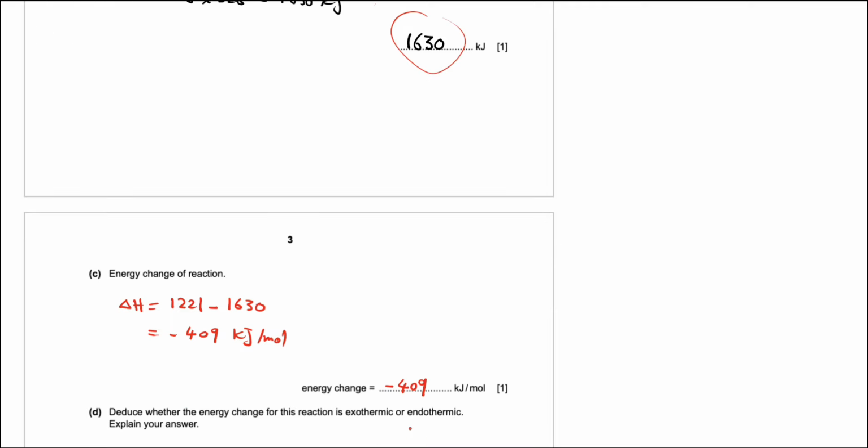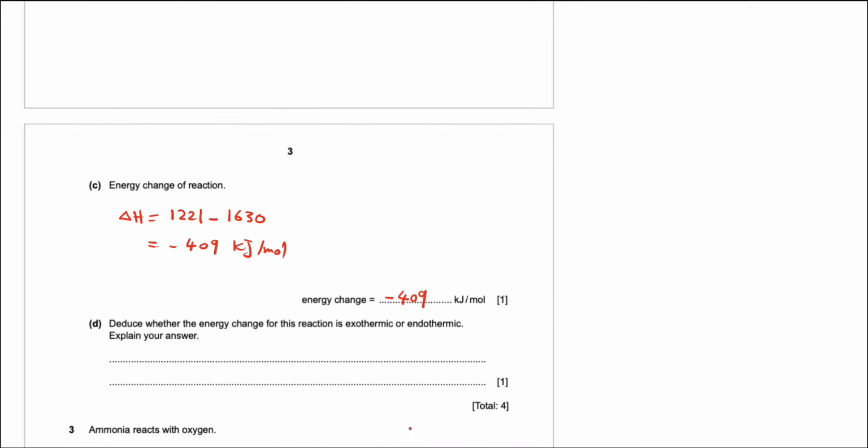Now, for the extra point, he's asking to deduce whether the energy change of the reaction is exothermic or endothermic. And he's also asking you to explain, and that's for 1 point. So you have to tell me exo or endo, and at the same time give me the reason for your answer. So the reaction is clearly exothermic because we have a negative sign here. So the reaction is exothermic.